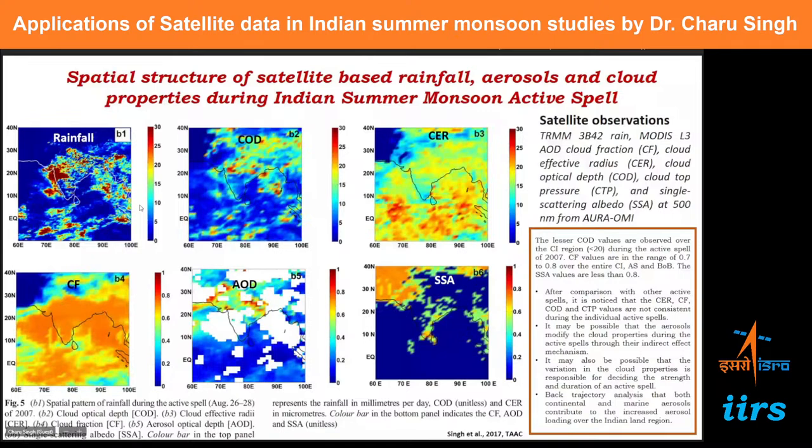Intra-seasonal variability of the Indian summer monsoon is found to be associated with aerosol. So aerosols are actually a regional contributor. So these are basically the active spells. The composite of the active spell for the year 2007 has been taken up, and then the rainfall distribution has been compared with the cloud optical depth, cloud effective radii, cloud fraction, aerosol optical depth, and single scattering albedo.